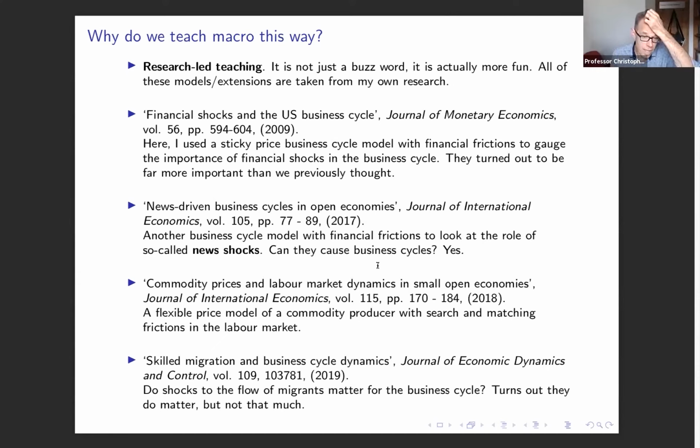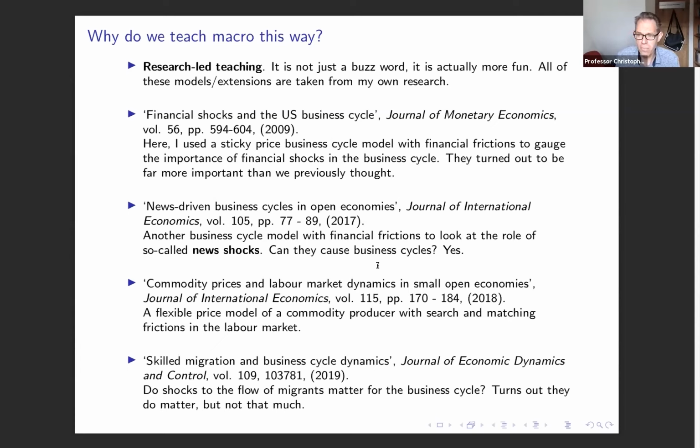Then another paper I did called Commodity Prices and Labor Market Dynamics in Small Open Economies, published in 2018, is where we look at what happens if you're a small commodity producer, and the price of your commodity rises. What effects does that have on your labor market? So how does an increase in the price of oil, if you're Canada, affect Canadian unemployment?